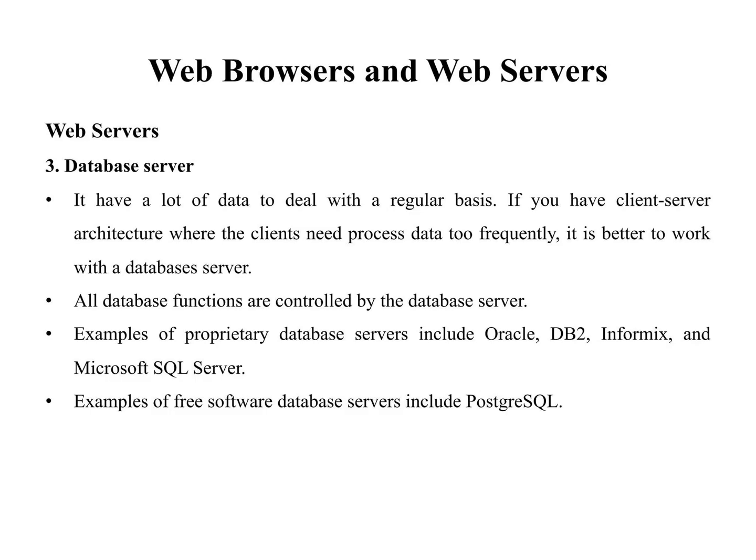An example of a free software database server is PostgreSQL. Here the database server contains a lot of data and processes the data frequently, so working with the database server is better. All the database functions are controlled by the database server, and database servers include Oracle database, Informix and Microsoft SQL Server. An example of a free software database server is PostgreSQL.